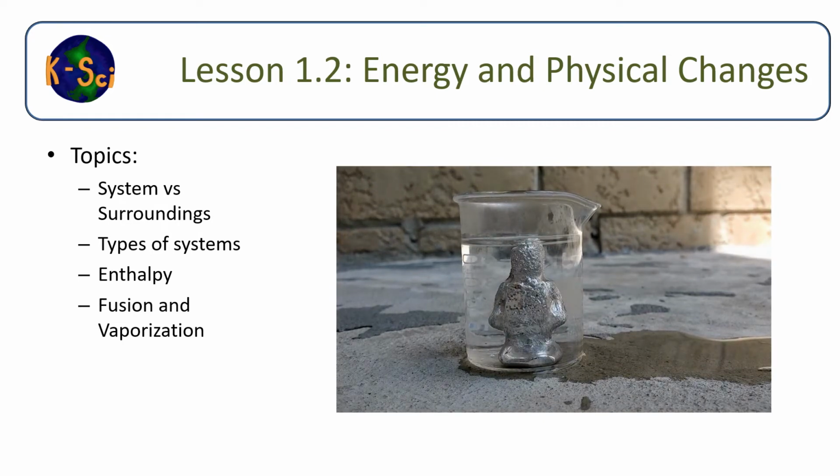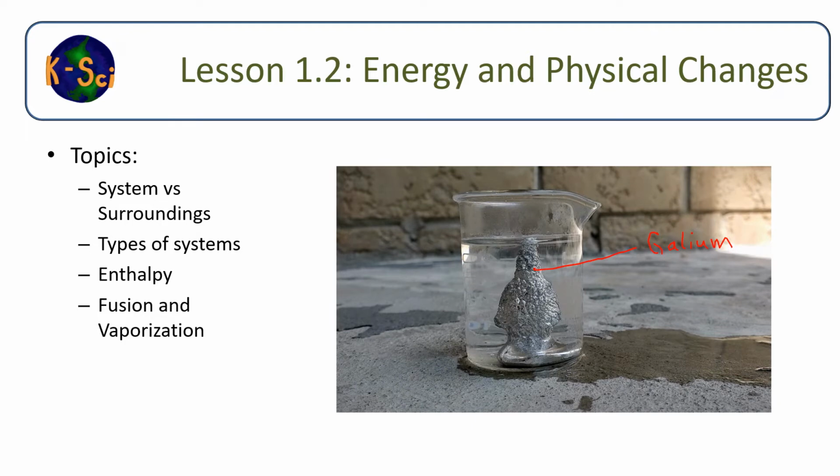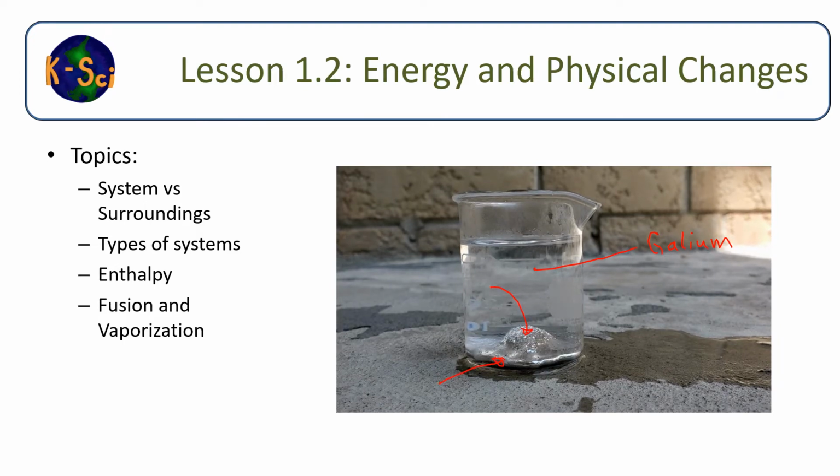And so in this little cup here, you can see that this little Lego guy is made of gallium and I just poured a little bit of hot water on top of it. You can see that the gallium is melting and turning into this little puddle down here. That's due to energy being transferred from the water in the surroundings into this metal and causing it to change state. So that's what we're going to look at today: physical changes, like changes of state, that are related to energy in the surroundings.